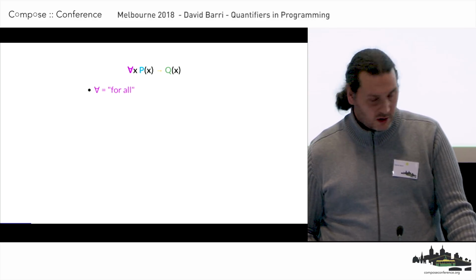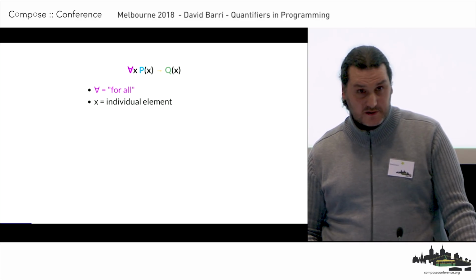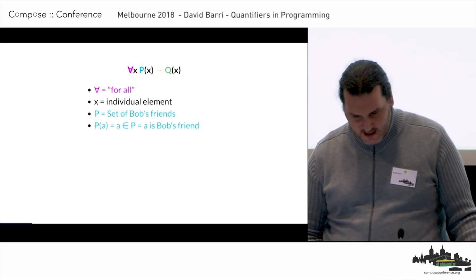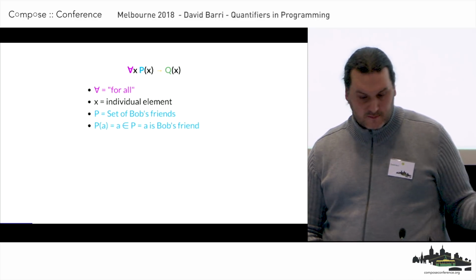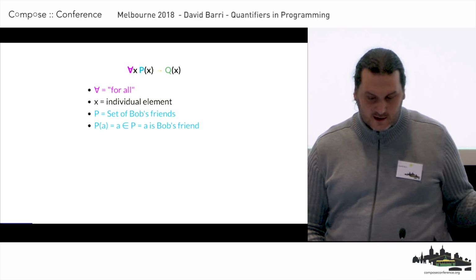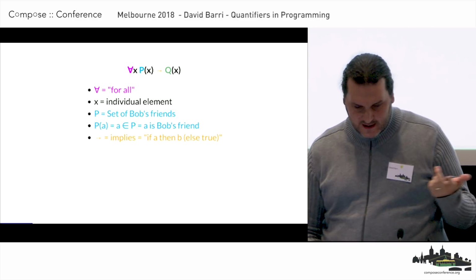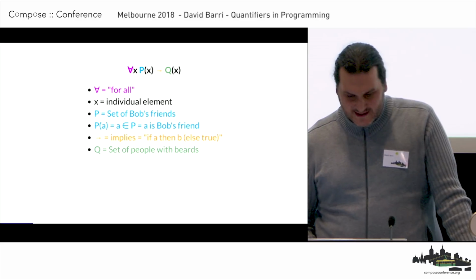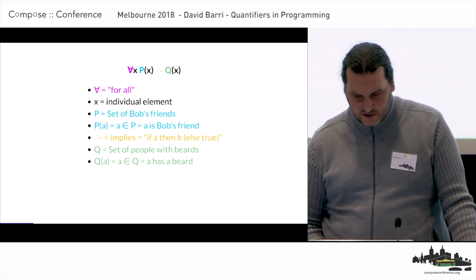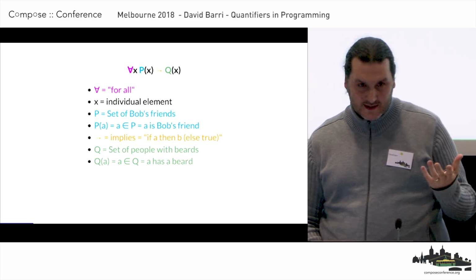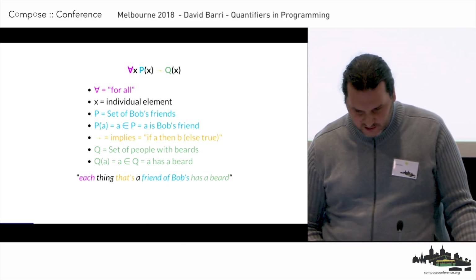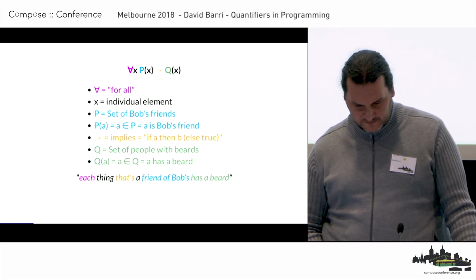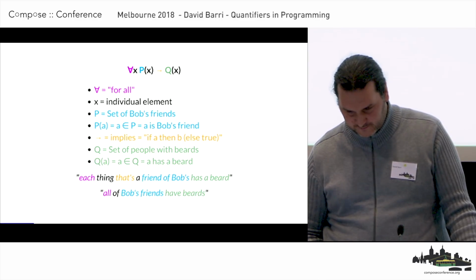For all, the X is a reference to an individual element. P in this example, I'm going to say, is a set of Bob's friends. You can interpret P of A as meaning that A is a member of P. In other words, A is Bob's friend. The arrow is implication: if A then B, else true. Similarly, Q is a set of people with beards, and Q of A means A has a beard. So if we try to turn this into something a bit more natural: each thing that's a friend of Bob's has a beard. And to make that completely natural, all of Bob's friends have beards.